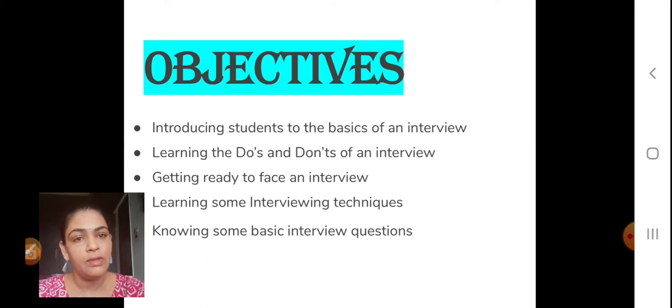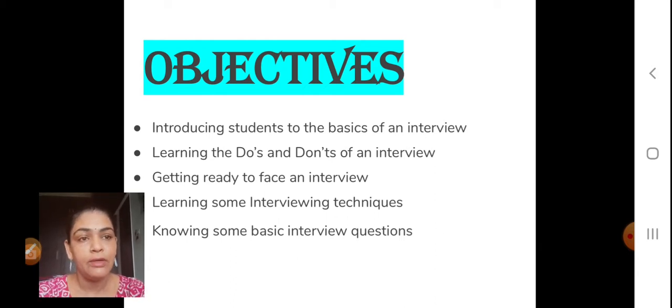The third point will be getting ready to face an interview. Now when we are preparing for an interview, we must be prepared about many things, many questions. So what are those things and what are those questions? We will be talking about that. Then we will be learning some interviewing techniques.